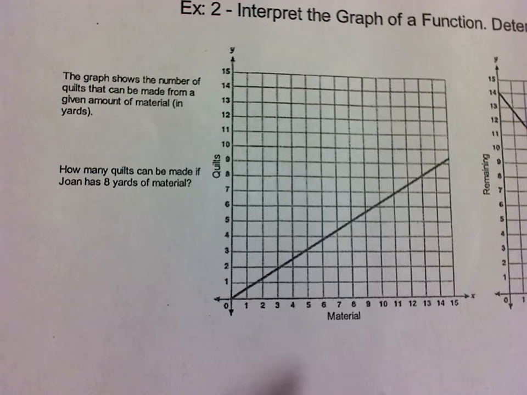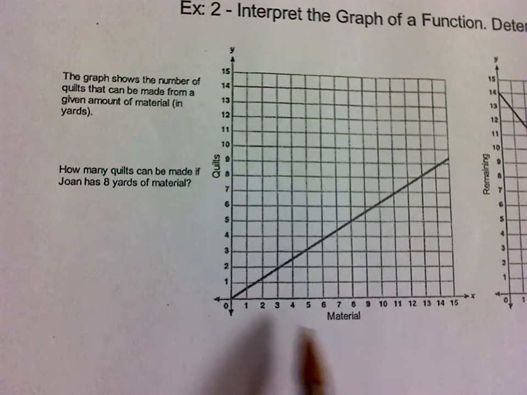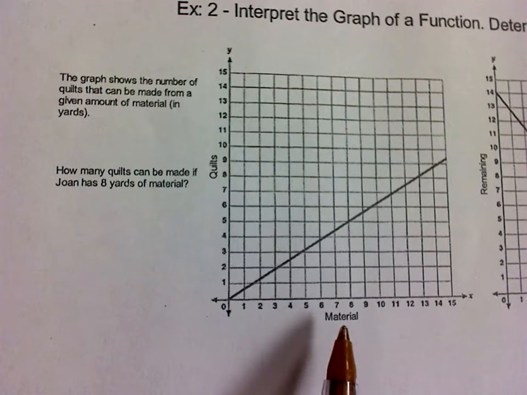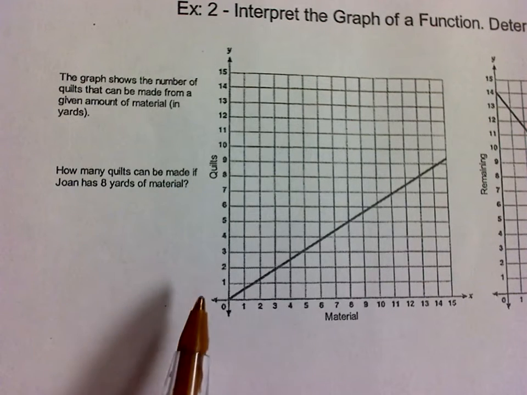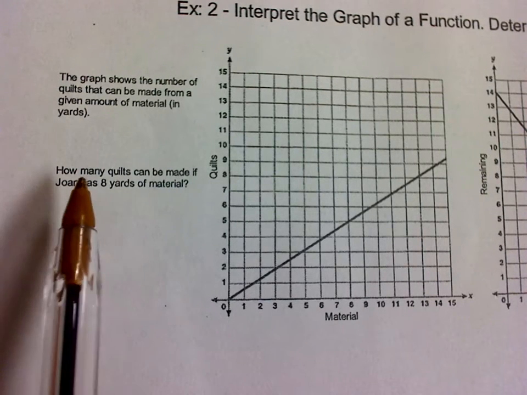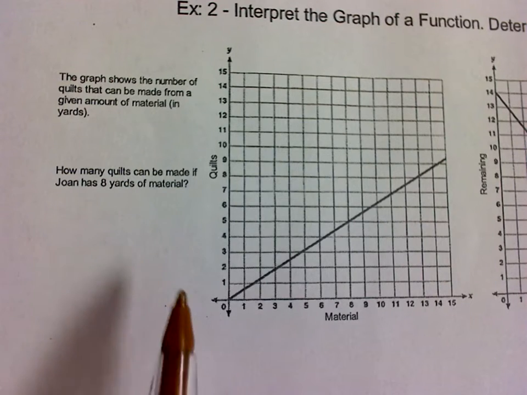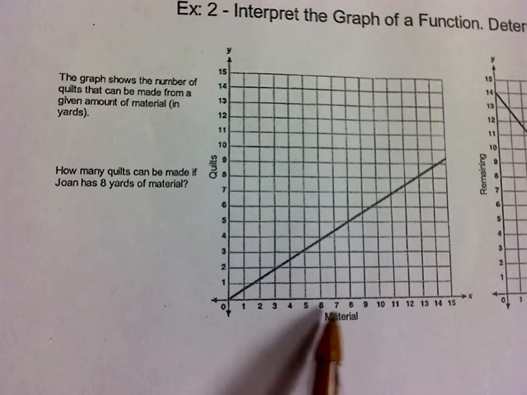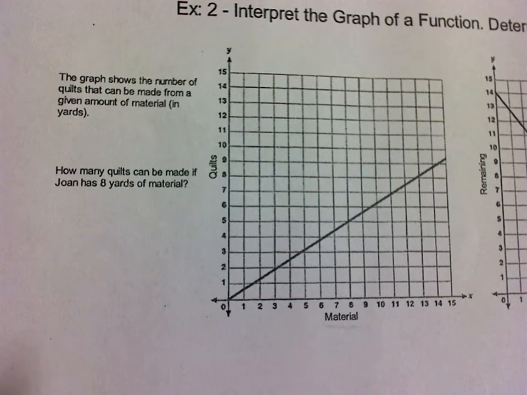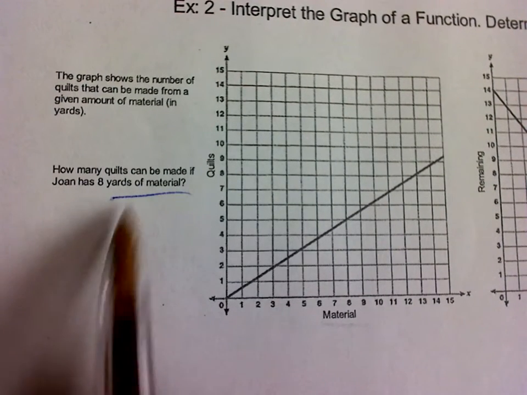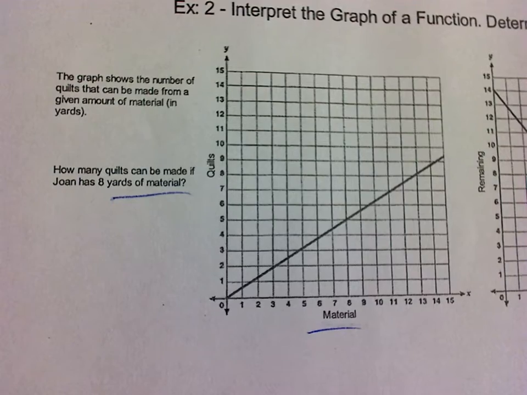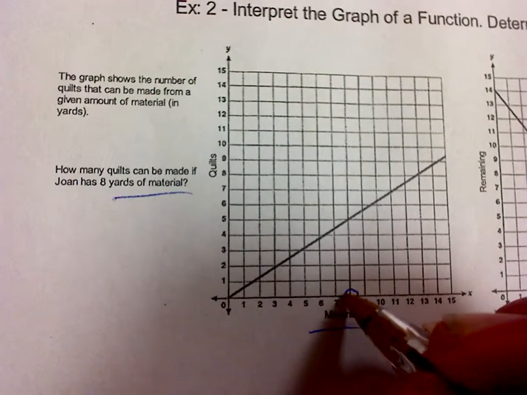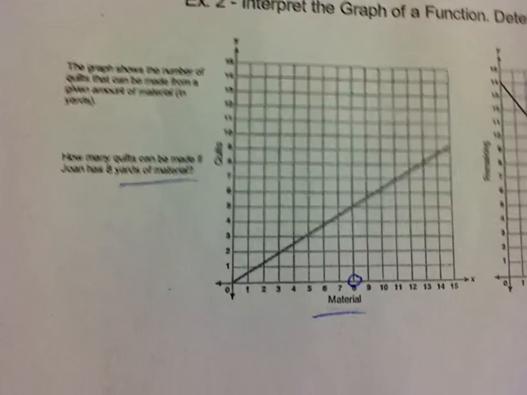Now, what we should hopefully notice here is we do have a linear graph, linear function. The x-axis represents the material, so how much material we have, compared to the quilts, how many quilts can be made. So since we're told that Joan has 8 yards of material, we need to start on the axis that is talking about material, which would be the x-axis right here, okay? Once again, keyword material, material. We got to match them up because we are going to start right here where x equals 8.